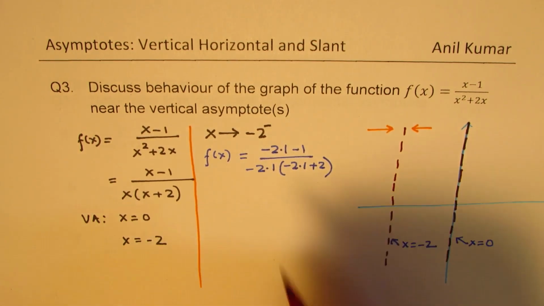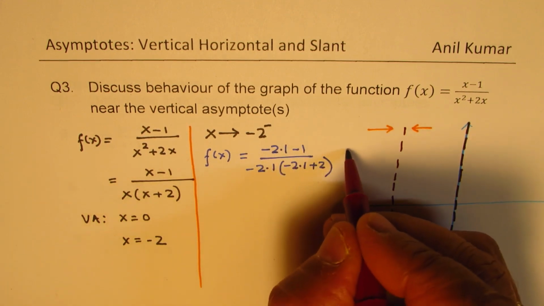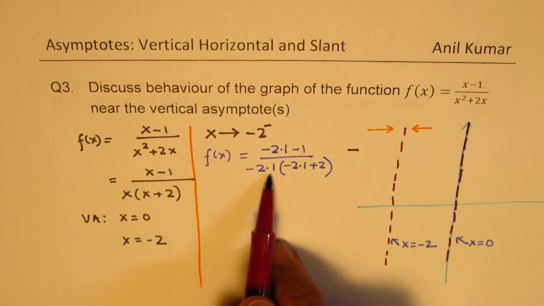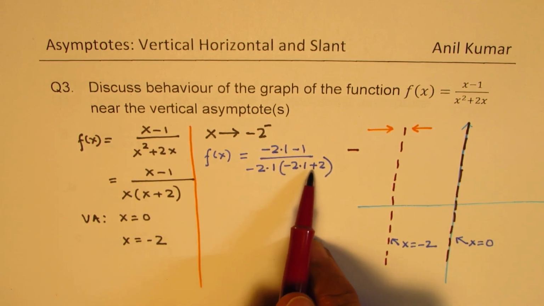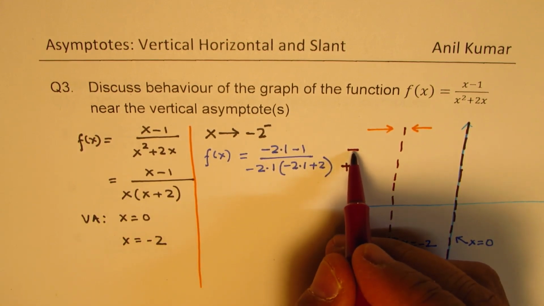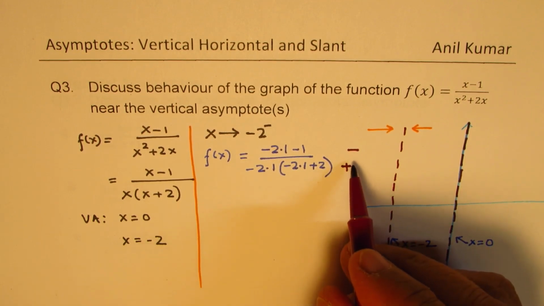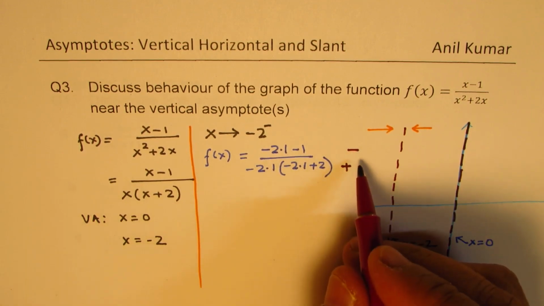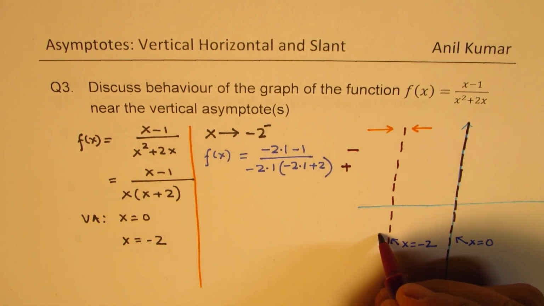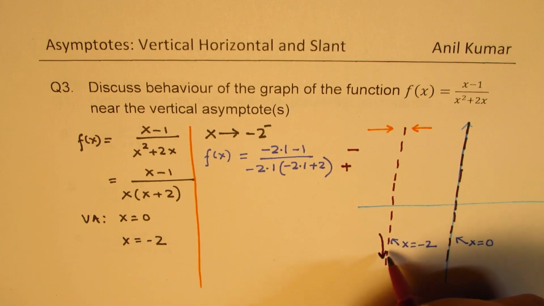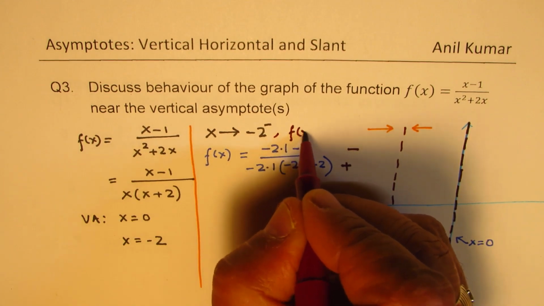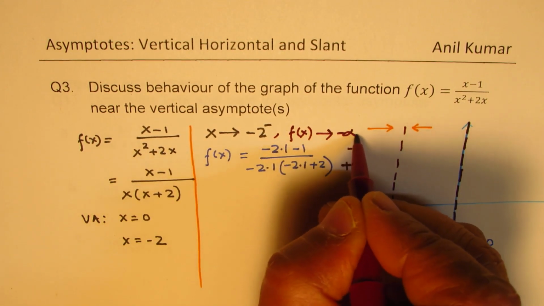As you can see from here, the numerator is going to be negative for sure. As far as the denominator is concerned, negative 2.1 is negative, and negative 2.1 plus 2 is also negative. So negative times negative is positive. When you do negative divided by positive, then the function approaches negative infinity, right? So we know this value, when you're approaching from the left side, is approaching negative infinity. So that is the behavior, right? So we can say that the y value, or f of x, approaches negative infinity.